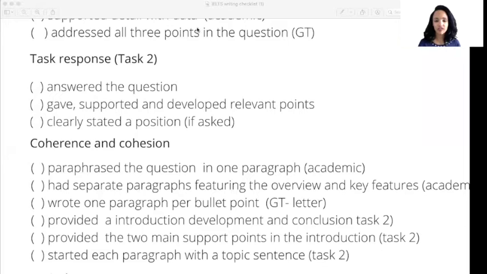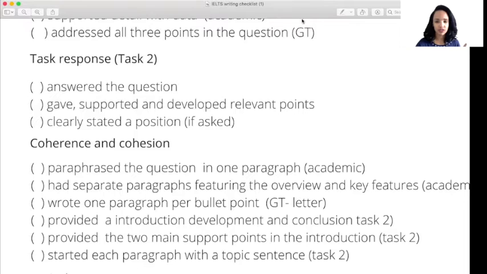Following task achievement, we have what we call task response. Task response is the equivalent of task achievement for task number 2. Now, whether you're doing the general training test or the academic test, this writing is going to be the same. The expectation for task response is that, above all, you answered the question.